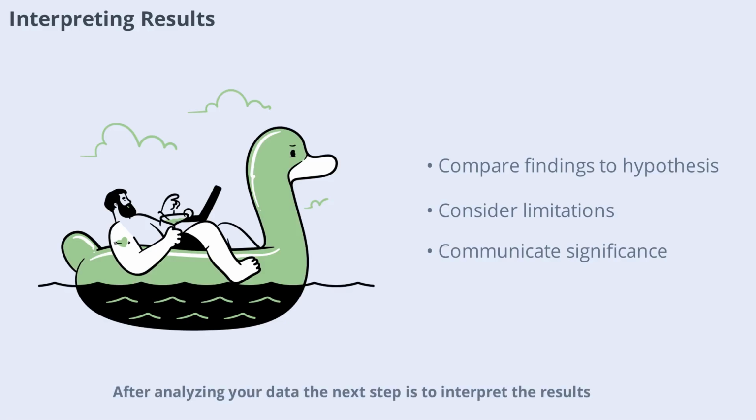After analyzing your data, the next step is to interpret the results. This involves comparing your findings to the original hypothesis and determining whether the evidence supports or refutes it. Interpretation should also consider the study's limitations and the broader context of existing research. Clear interpretation helps communicate the significance of your findings.